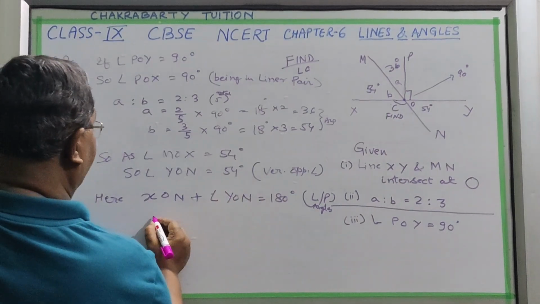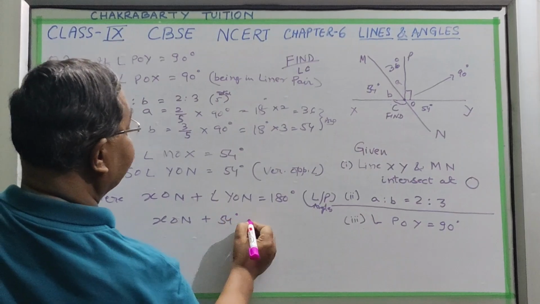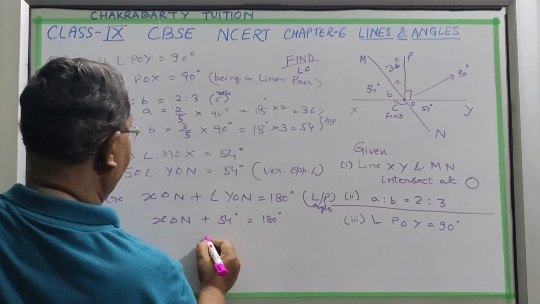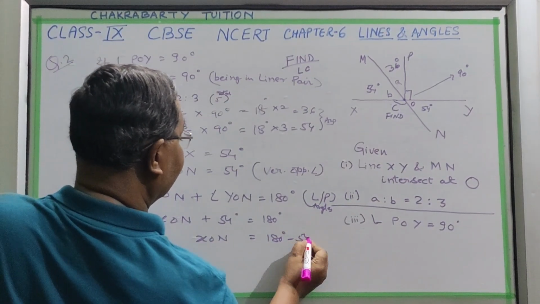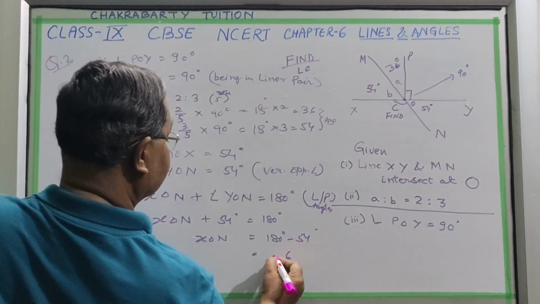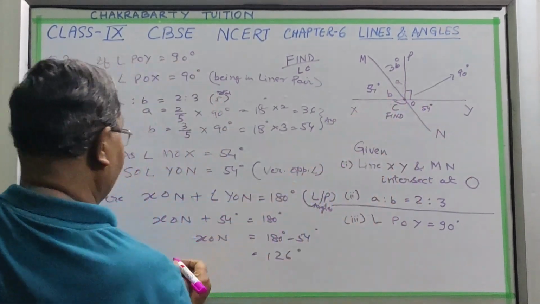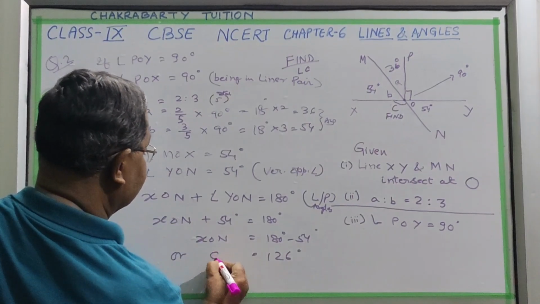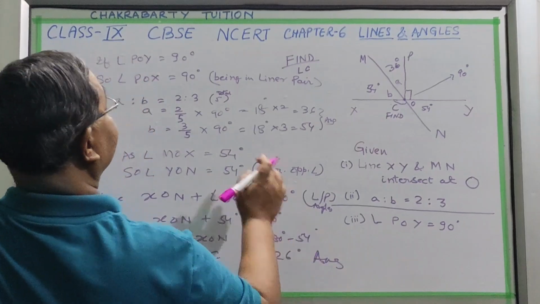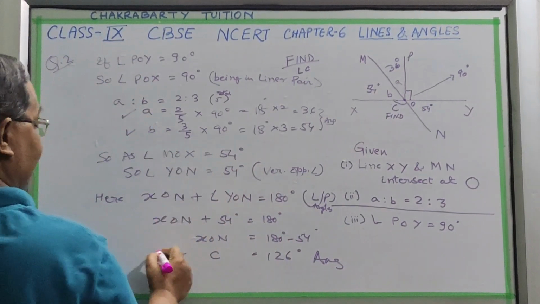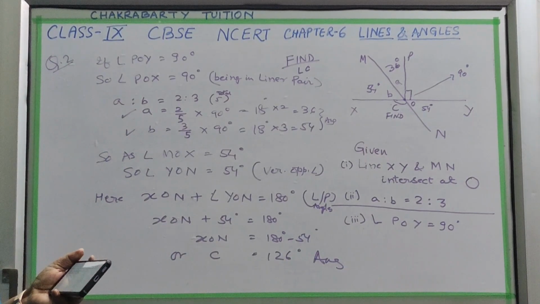So YON is 54, so XON plus 54 degrees is equal to 180 degrees, or XON equal to 180 degrees minus 54 degrees equal to 126, and XON is C, or C equal to 126. This is your second answer. So A, B and C, these are your answers. Okay, this question is over. We will go to the third question.